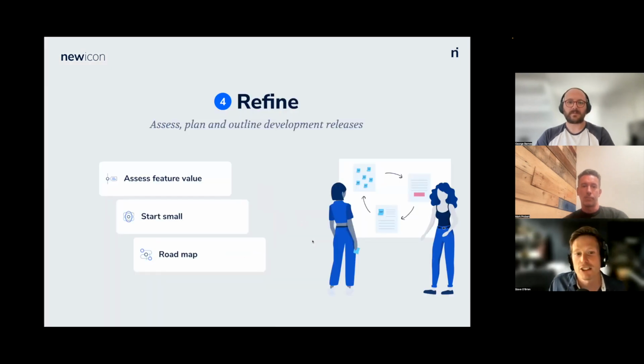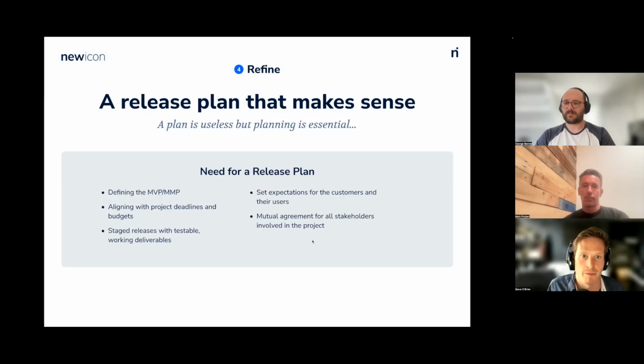Which leads us into the refine phase. During this phase, we want to go through everything we've designed and essentially assess the feature value, which means, you know, is this a value adding feature? Is this giving someone value, or is it painful? Is it wasteful? By doing that, that allows us to start small. And we're able to say, well, what are the core things that we want to deliver early? And we also then can do a roadmap and start planning where we create a visual roadmap.